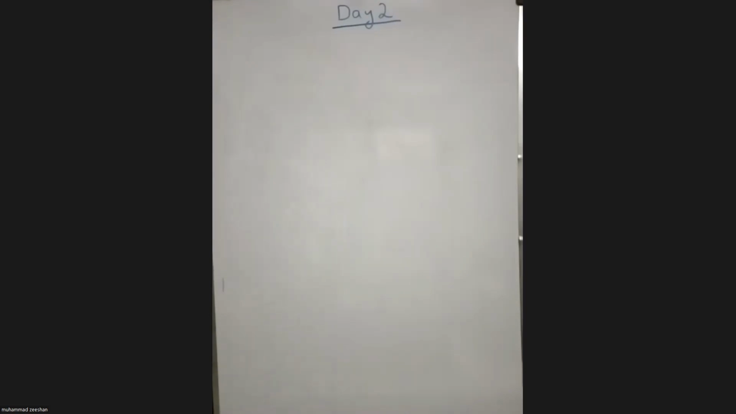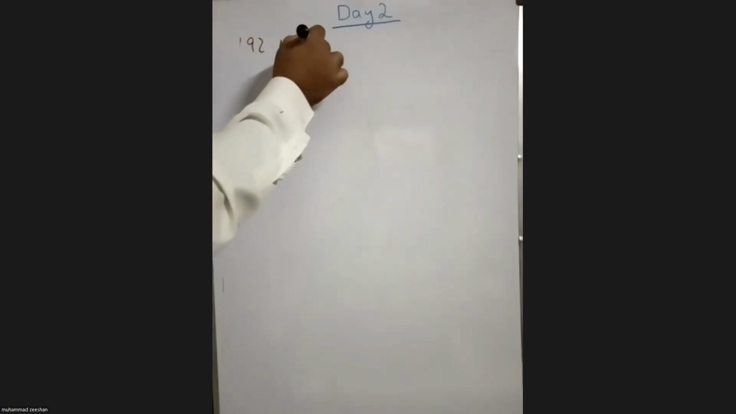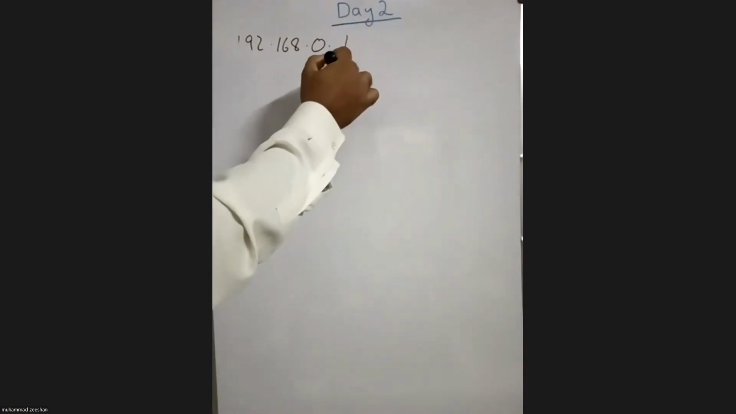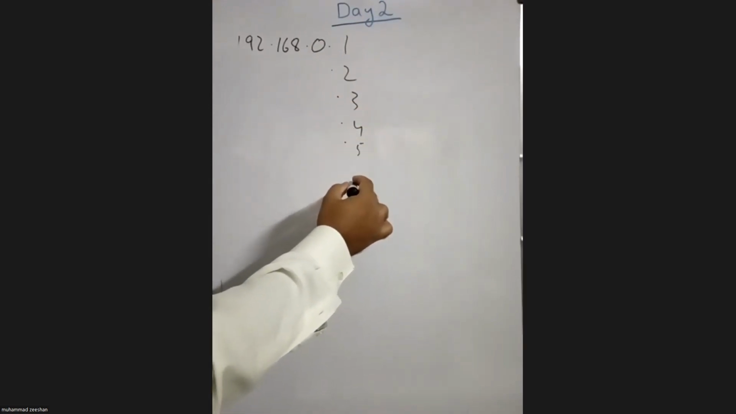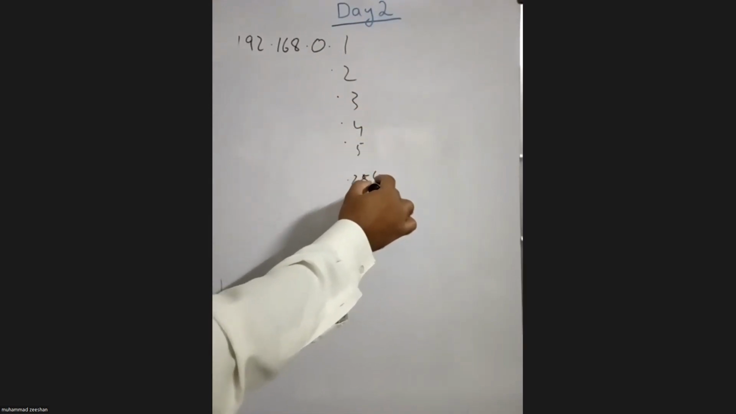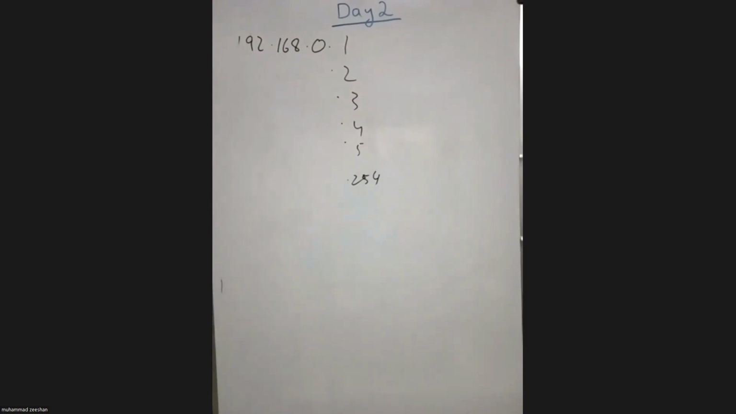I was telling you SNAT is, we all have our networks 192.168.0.1, 2, 3, 4, 5 up to 254. Now I will not write 255, I told you it's a broadcast ID. And I will not write 0 here because it's a network ID. So 1 to 254.